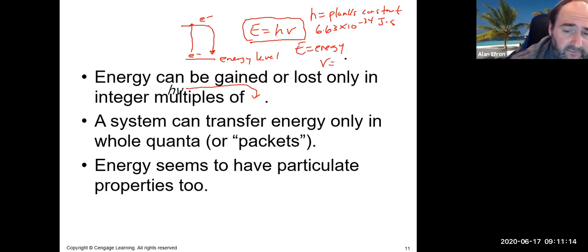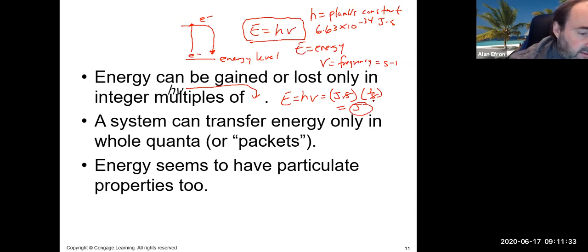And nu is our frequency like we saw before, which is usually in reciprocal seconds. So if we look at this formula, joules times seconds times reciprocal seconds, those seconds will cancel. And when we calculate the energy, it is typically in the units of joules when we use this equation.